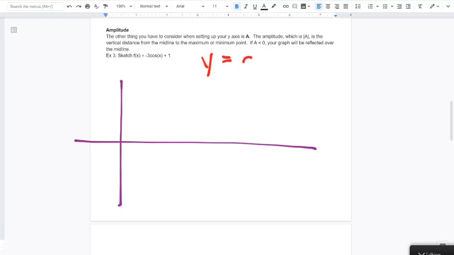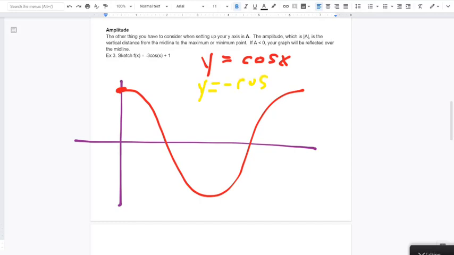Same thing with cosine. If it's y equals the cosine of x, we're going to start at the max, and the graph's going to look like that. But if it's reflected, if it's y equals negative the cosine of x, now we're going to start at the minimum, and our graph for one period is going to look like that.